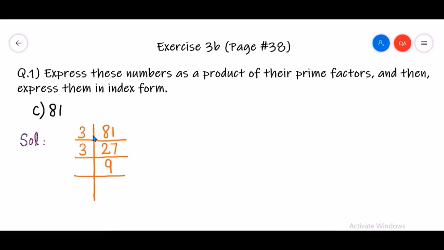Again we have got an odd number. So 9 is divisible by 3. So 3 threes are 9. Here 3 is a prime number which is only divisible by 1 or 3. So we will write 3 here. 3 ones are 3.